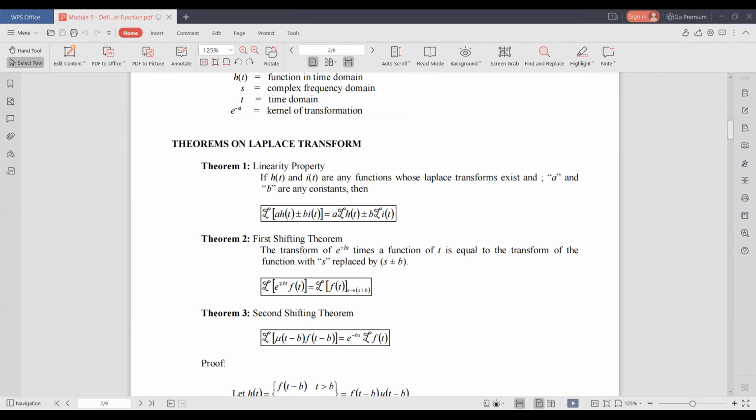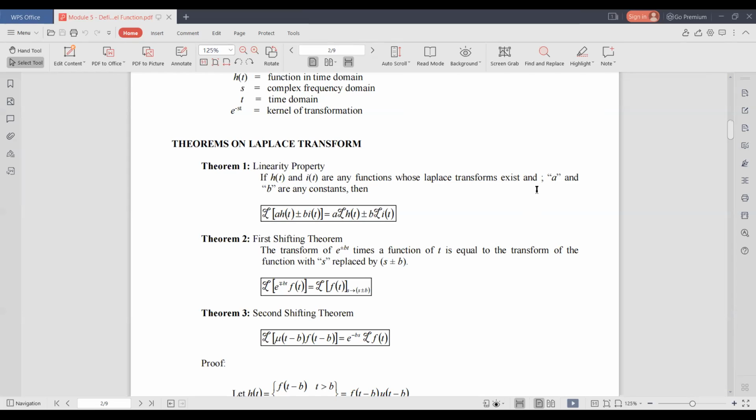Okay, so balik tayo. So ano yung theorem natin? According dito, the first theorem here is the linearity property. So if h(t) and i(t), the functions of time, are any functions whose Laplace transform exists, and a and b are any constants.